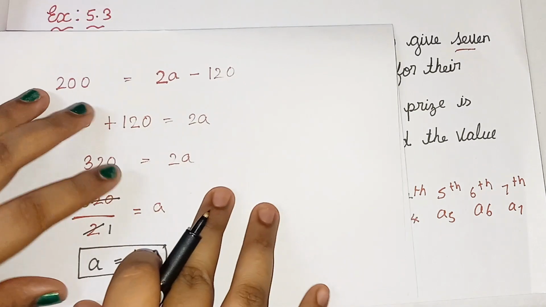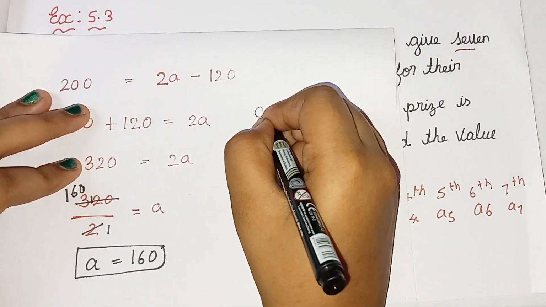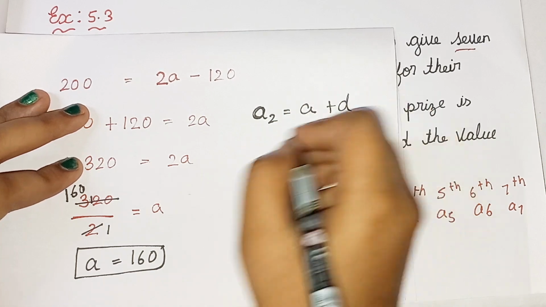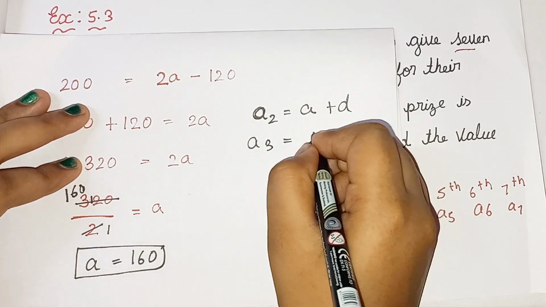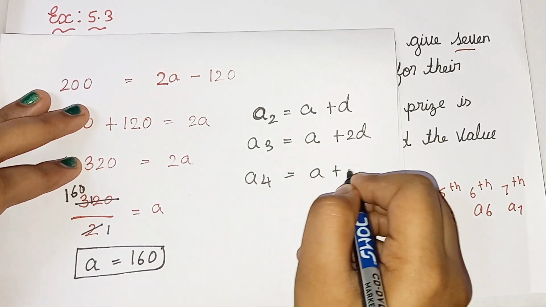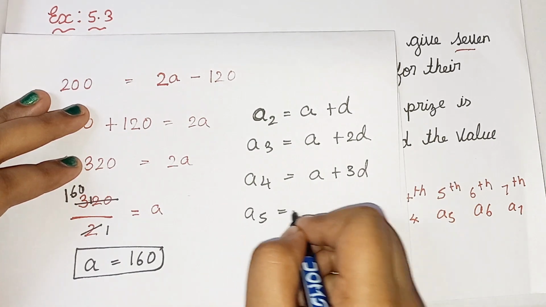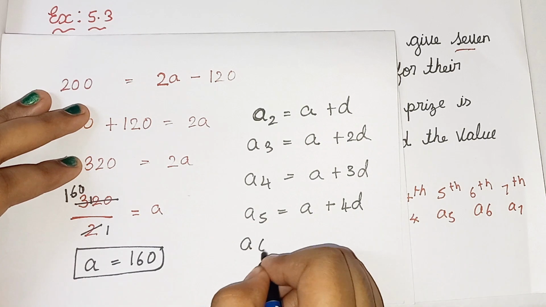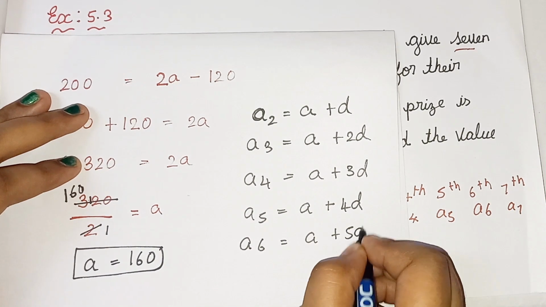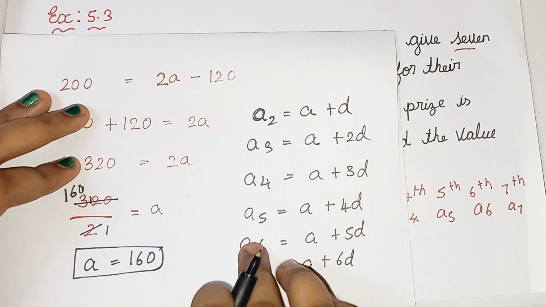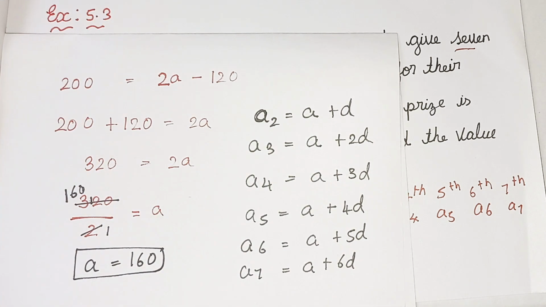I just told you guys, whenever we don't know an AP, we used to write: if you want to find A2, we write A plus D, and A3 we write A plus 2D, and for A4 we write A plus 3D, and A5 A plus 4D. This is a formula, isn't it? We studied it at the start of the lesson. Now we are going to be using that only. A6 is A plus 5D, and A7 is A plus 6D. So this is how we find the AP. If in case we don't know the AP, we find it like this.